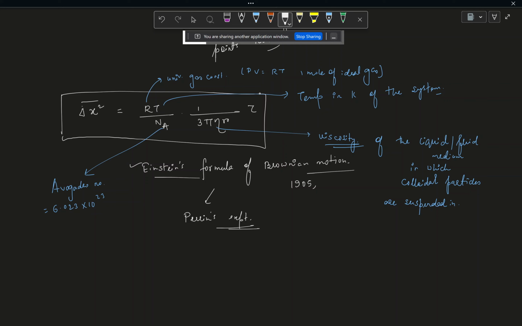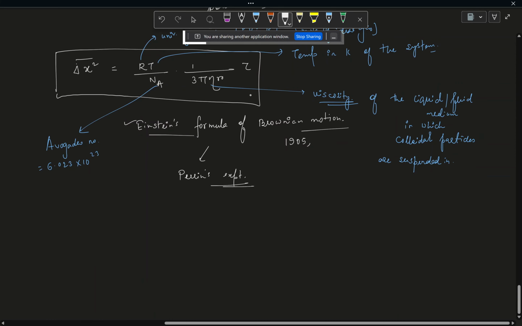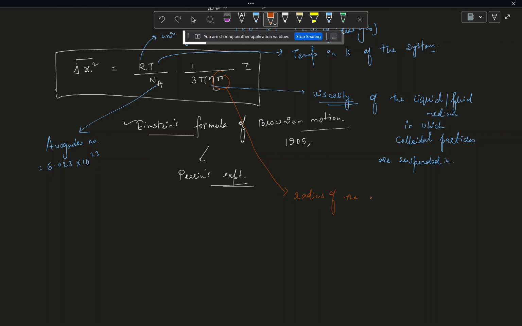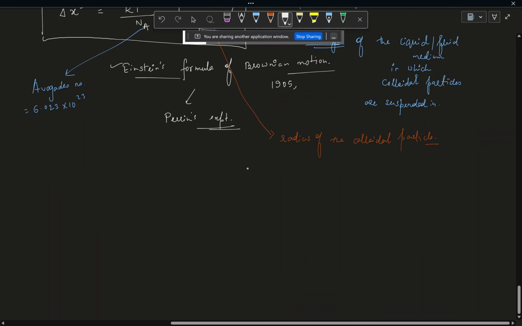Right. And this R is interesting because R is something that we have to calculate out of this problem number 1. So R is the radius of the colloidal particle in the suspension. So by choosing R, by default it means that we have chosen our colloidal particles to be spherical in shape, which has a radius of R.